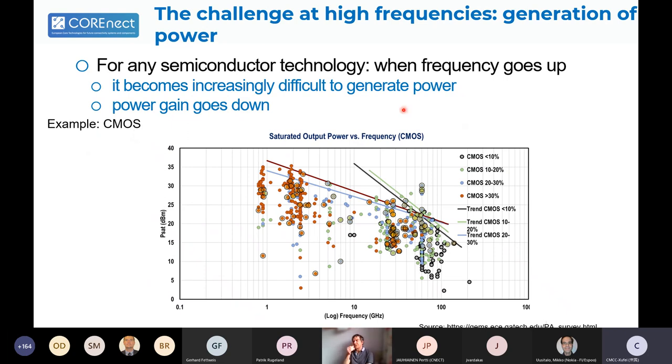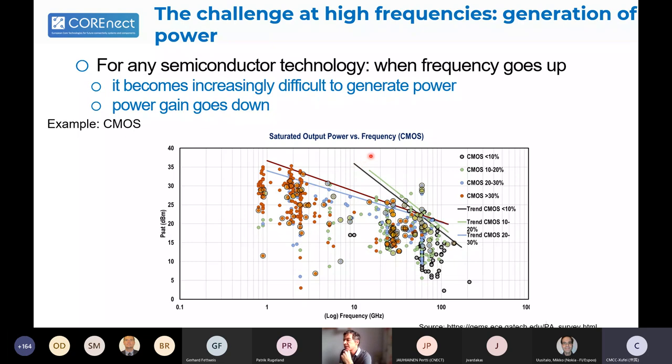An important challenge in wireless communication is the generation of power. The higher the operating frequency in general, the more difficult it is to generate power. And also the efficiency goes down, meaning that to get the required output power, you will need to use more DC power. So you will drain your battery more quickly. And also amplifying power at high frequencies becomes more difficult for any semiconductor technology.